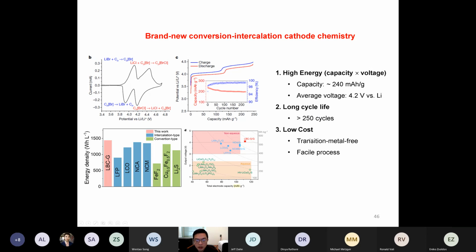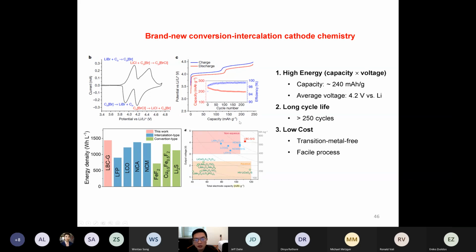And most importantly, we actually missed this in our paper. We didn't say it in our paper, but I think Jeff and Tessa will be more excited about it: it's low cost, because you don't have any transition metal in that cathode anymore. The only thing we need is just a bromide salt and a chloride salt, which are very abundant in the sea or in iodine, right? And more importantly, for this cathode, you don't need any kind of high-temperature process anymore.